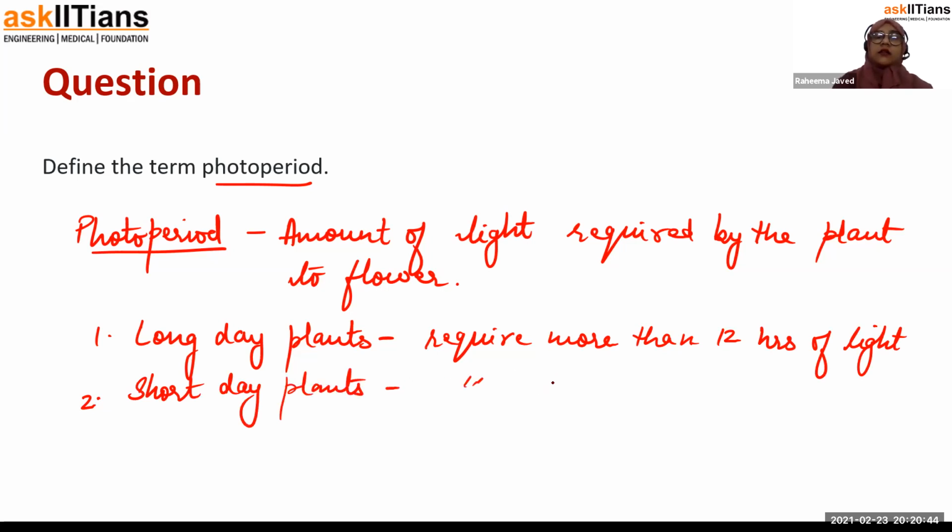They require less than 12 hours of light. Short day plants are more sensitive than the long day plants. So during this period of dark, which is provided to the short day plants, even if they are disturbed with a flash of light, they won't flower. Which is not the case with long day plants. With the long day plants, if during their period of light they are exposed to dark, they will still flower. And there are day neutral plants also.